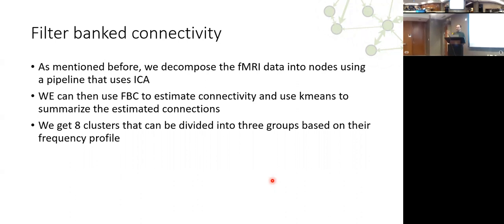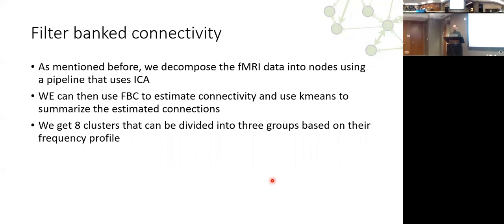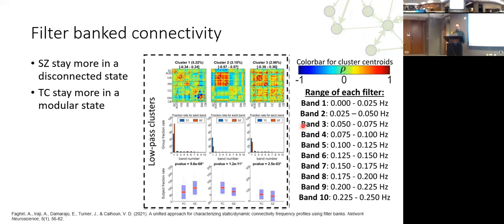8 summarization, 8 means of the whole thing. And the good thing here is that because we are looking at different filter banks, we have a frequency profile for each state. And we can break our 8 clusters into 3 different groups based on their frequency profile. So for example, we have a low pass cluster, 3 clusters here. You see the first row is the cluster centroid.